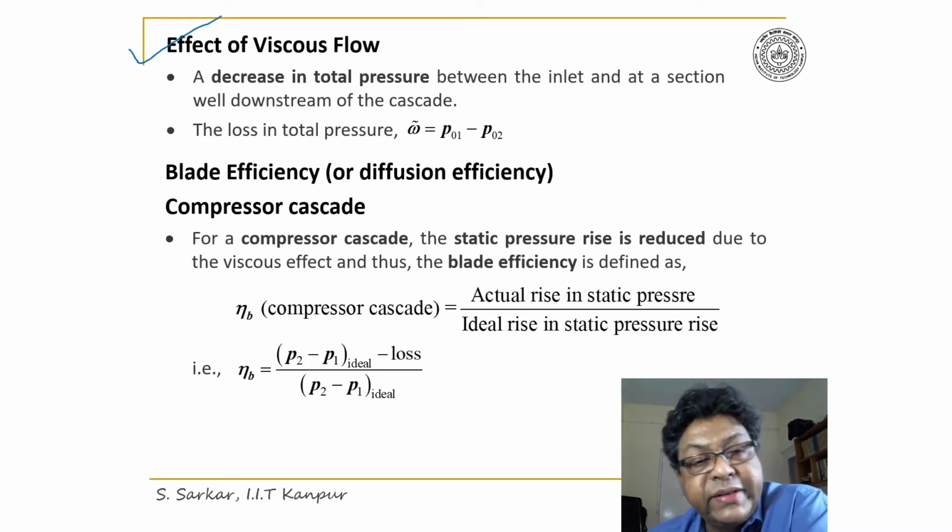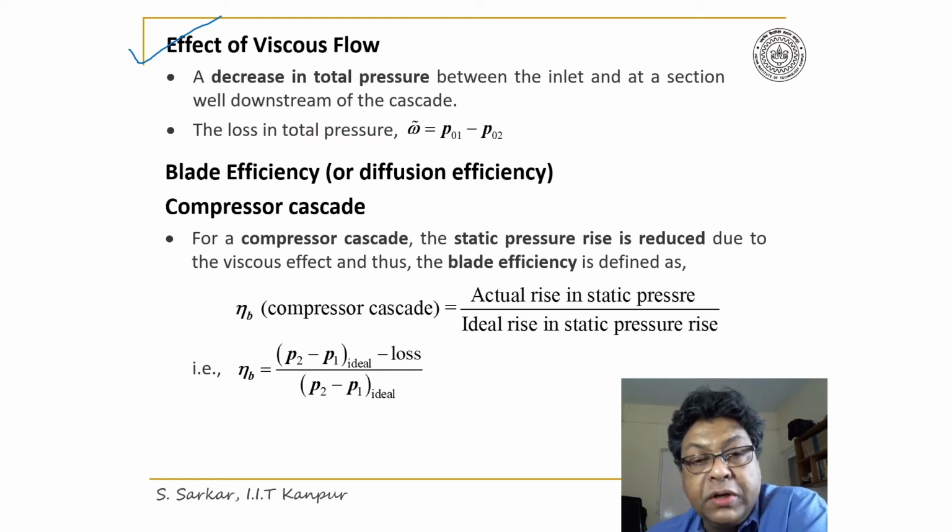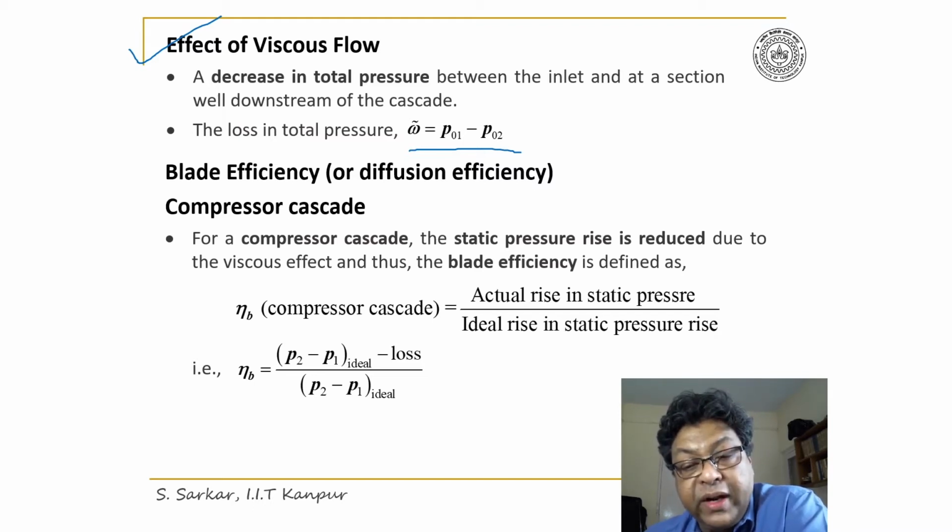I've already discussed the effect of viscous flow. Because of viscous flow passing through a cascade, there will be a decrease in total pressure between the inlet and a station well downstream of the cascade. And the loss in total pressure can be defined as omega tilde equal to P01 minus P02, where P01 is the total pressure at the inlet and P02 is the total pressure at the exit of the cascade.